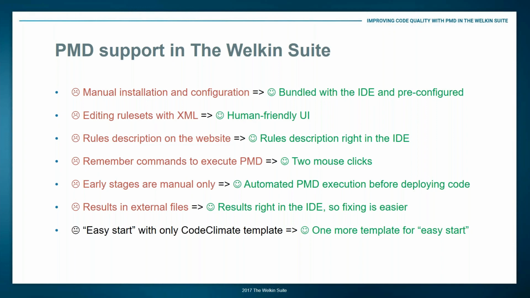It allows to export data to the CSV, to HTML, to XML, or even in a plain text. However, it's still a standalone file which is not connected to your development process directly. In the Welkin Suite, you get the results directly in the IDE, everything is integrated, and you can fix bugs much easier. The last point here is that previously it was only one kind of template of pre-configured rule sets. Now there are 2 templates because one was created by our team.